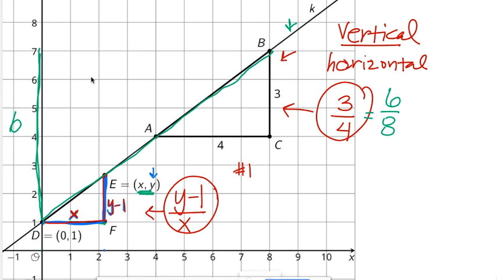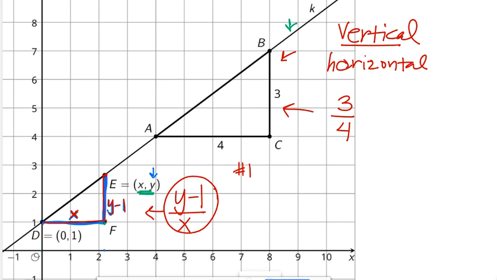So we're going to use that information to help us with number 2. So number 2 says, create an expression that shows these 2 triangles have equal ratios. Well, my first triangle is 3/4 equals my ratio for my other triangle, y minus 1 over x. That's all they wanted us to do in number 2.